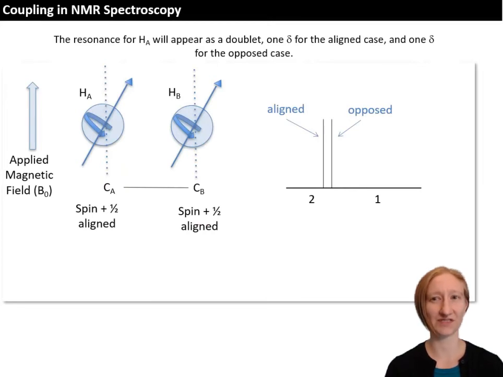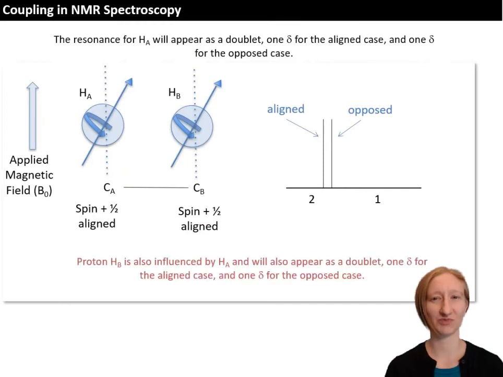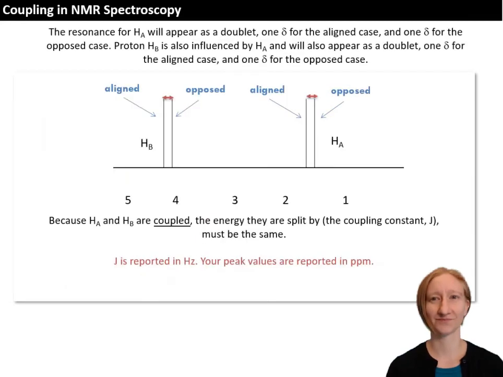Okay, everything we've seen for HA also applies to HB. HB feels the magnetic field of HA. And the signal for HB will also be split into 2 lines, a doublet. One line for the spin aligned case, and the other line for the spin opposed case. So the spectrum will show 2 doublets, one for HA and one for HB. And in those 2 peaks, the spacing between the lines is the coupling constant. It's the energy associated with that interaction of the nuclear spins.